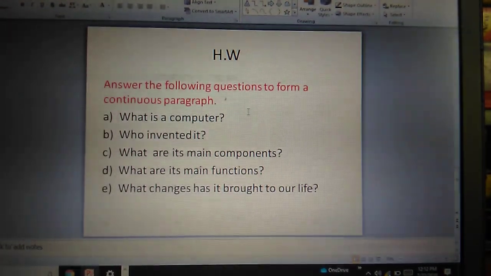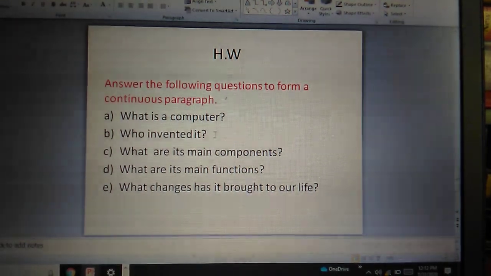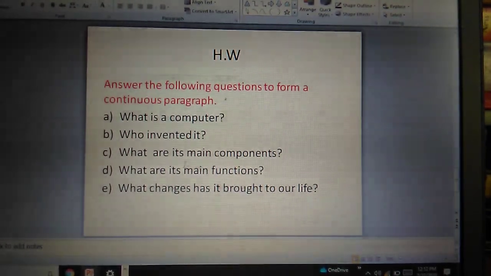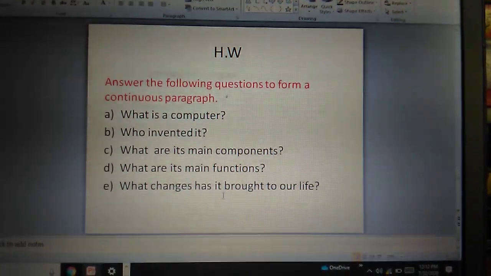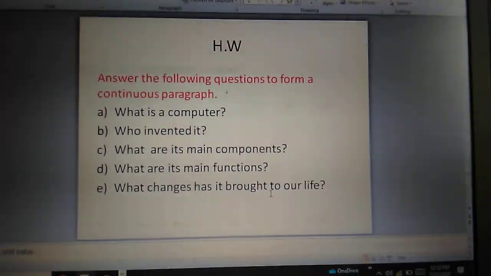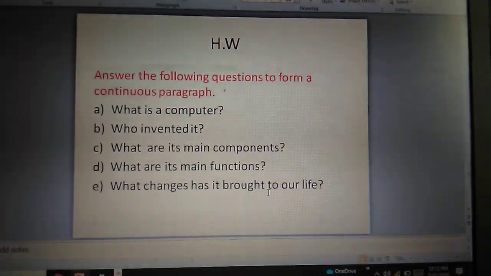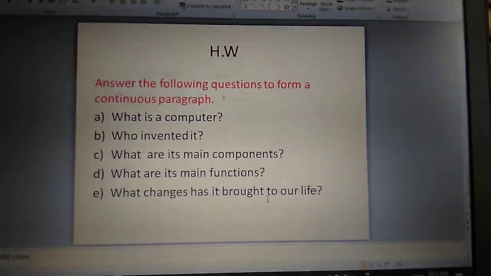Now, answer the following questions to form a continuous paragraph. What is a computer? Who invented it? What are its main components? What are its main functions? What changes has it brought to our life? So these questions are for writing a paragraph based on the third topic. I hope that you'll write that one.